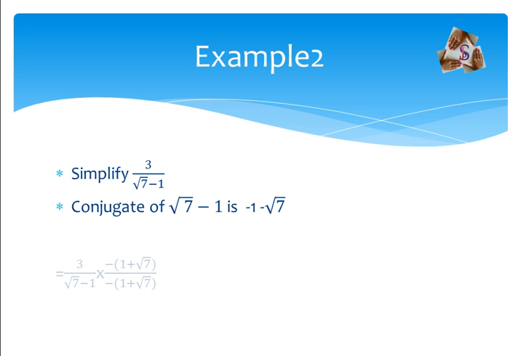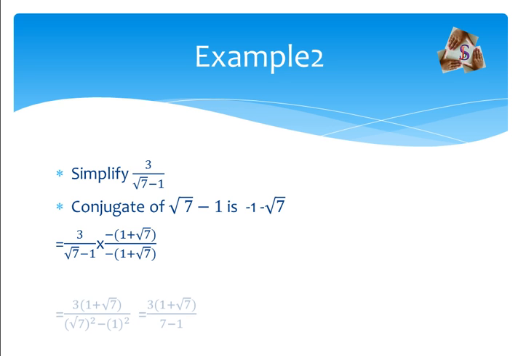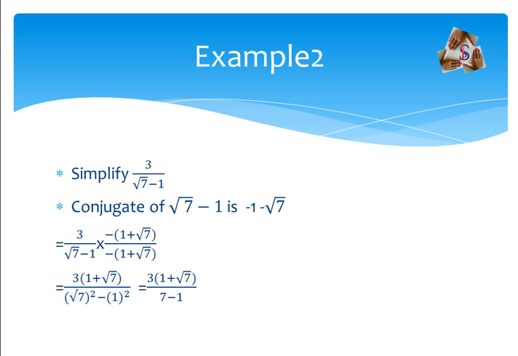Now let us consider another example. 3 by root 7 minus 1. The conjugate of root 7 minus 1 will be minus 1 minus root 7. So I multiply and divide with its conjugate. So it is 3 into, I take out the minus, so it's 1 plus root 7 by 1 plus root 7. Step 2 is I simplify.